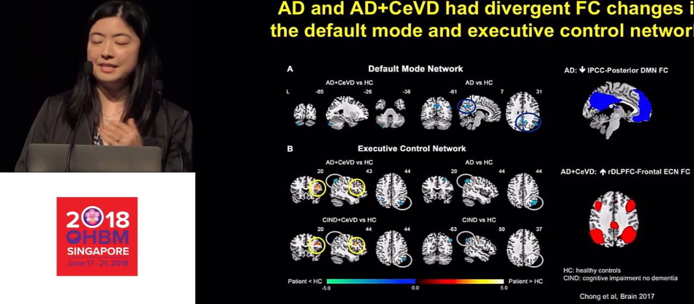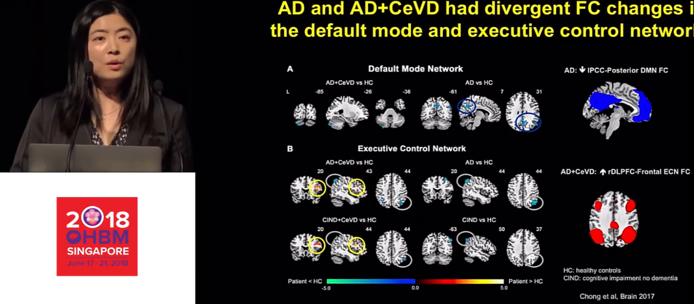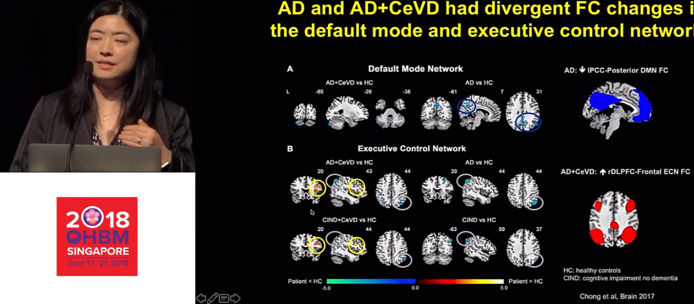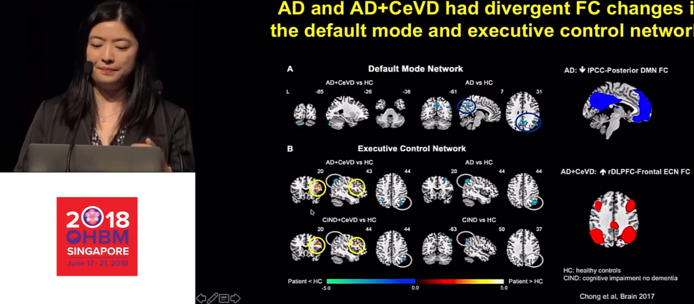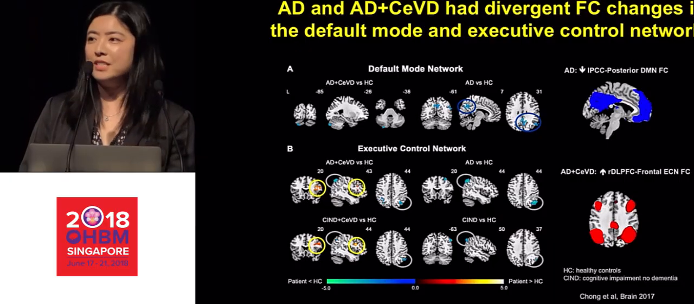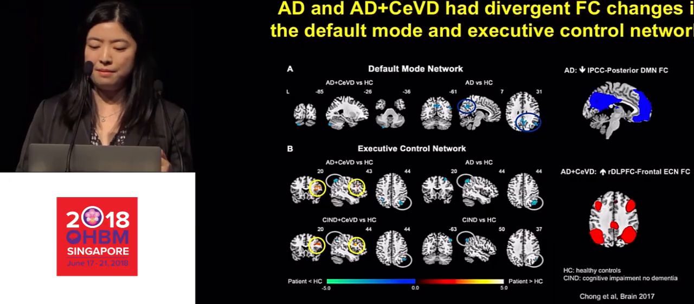Importantly, as highlighted in the yellow color here, only AD with CVD patients have increased frontal executive control network connectivity. And such pattern were mirrored very nicely in participants with mild cognitive impairment, no dementia.